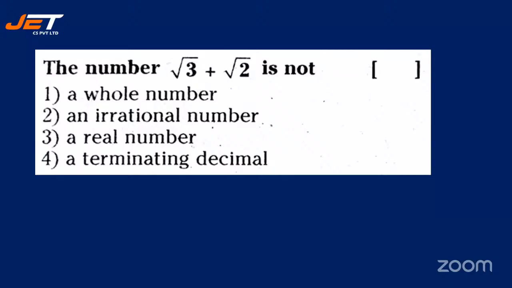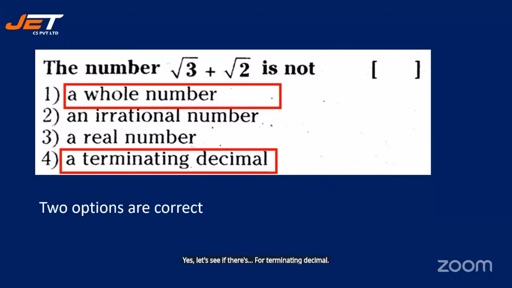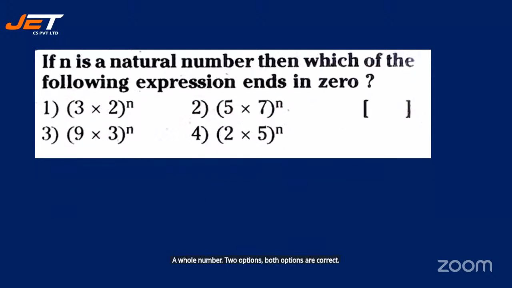All right, I repeat the question. The number root 3 plus root 2 is not dash: a whole number, an irrational number, a real number, a terminating decimal. Let's see. It is not a terminating decimal or a whole number. Two options, both the options are correct. All right, now see the next question.